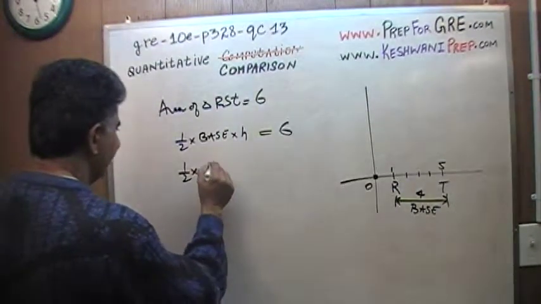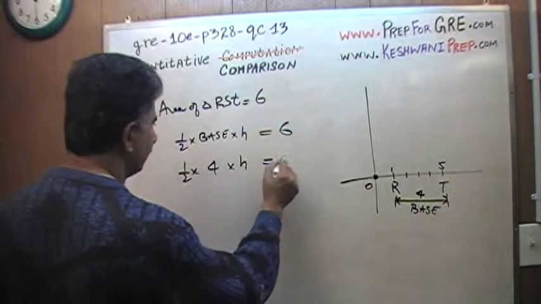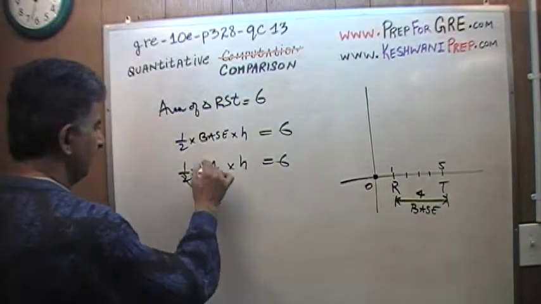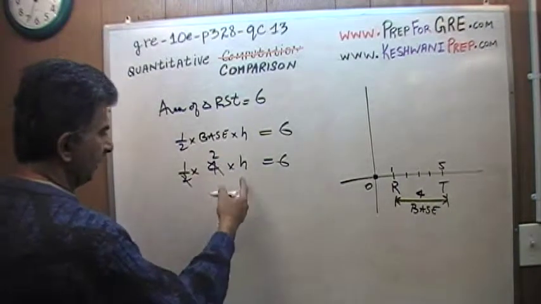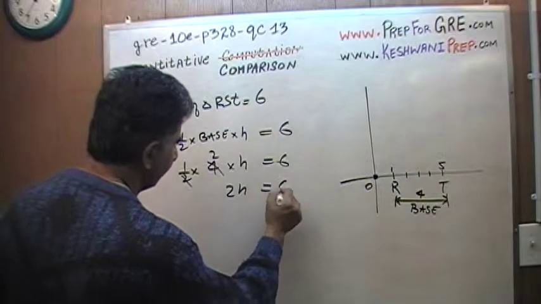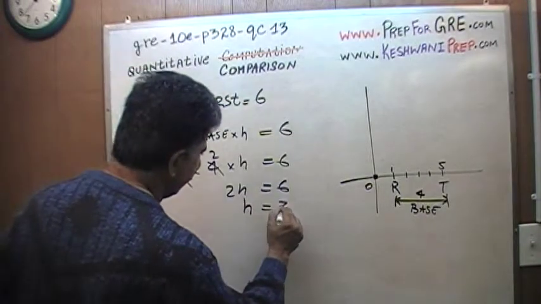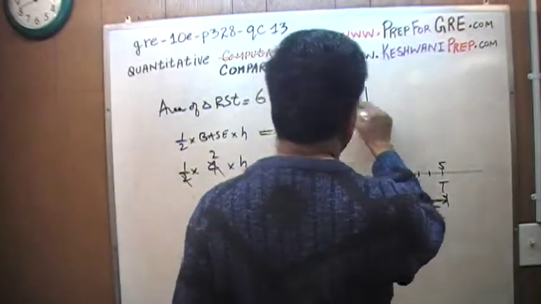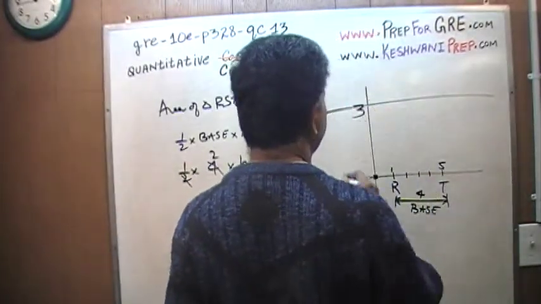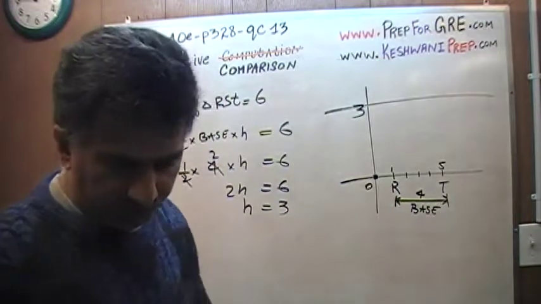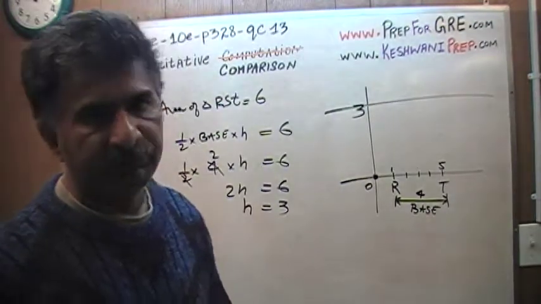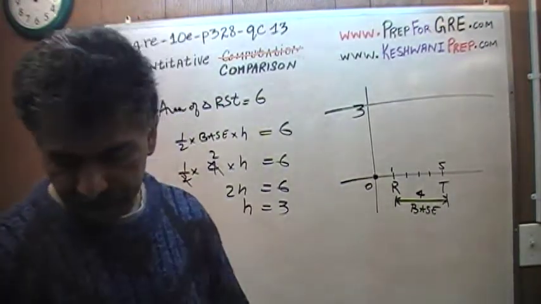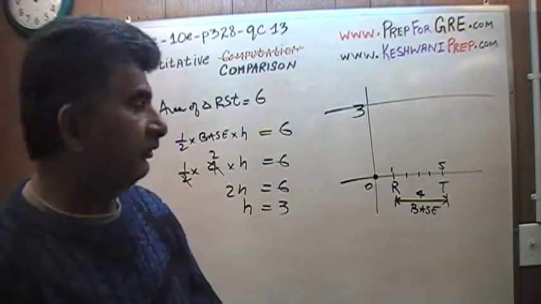1/2 base, which is 4, times the height has to equal 6. This 2 cancels out this 4. So 2 times h equals 6. That tells us that the height of this particular triangle is 3. Let's put it up here someplace. Let's call it 3. Now the problem here is that we do not know where S is located.